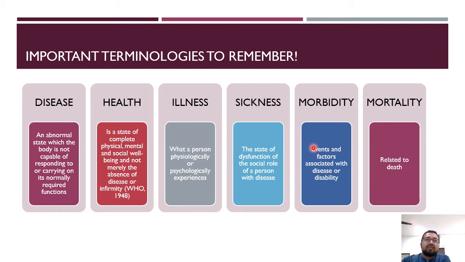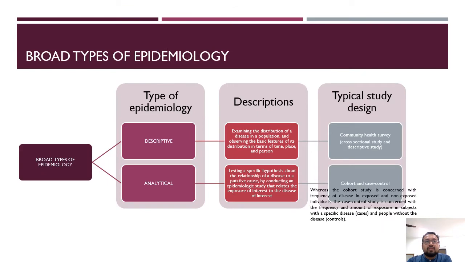Okay, so these are the terminologies that you have to know, not remember lah. You have to understand, and that's how you can remember it. Okay. So, typically, epidemiology ni we can divide it into two types, which the first one is the descriptive, and another one is the analytical. Okay, we go one by one.